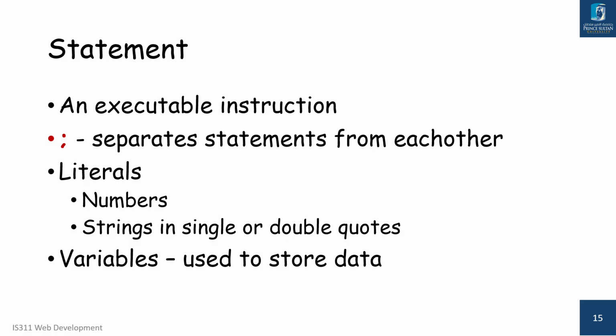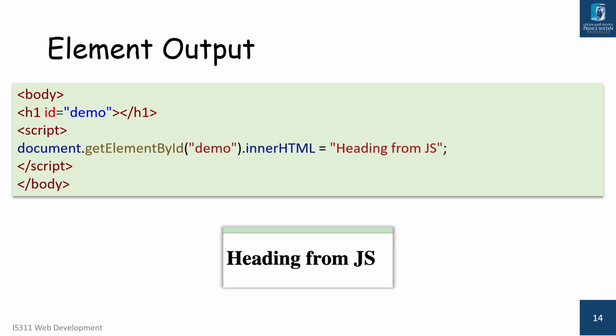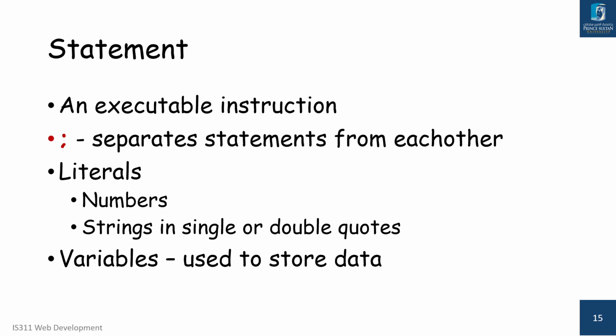Literals are the constant values that we write inside the code. For example, here in this code, get element demo is a literal value. It is a constant which exists inside the code. Then heading from the JS is also a constant string value. So we call them literals. It could be a number, a string, or a true/false value, but it is something written inside the code which is constant. You have to go and change it, otherwise it is not going to change automatically. Okay, so this is called literals.